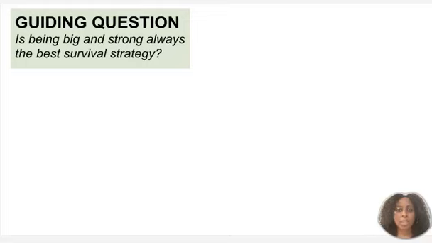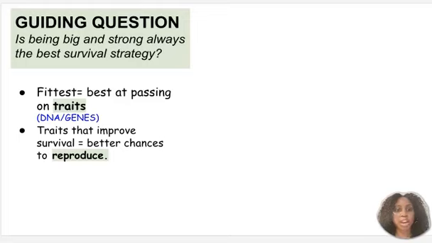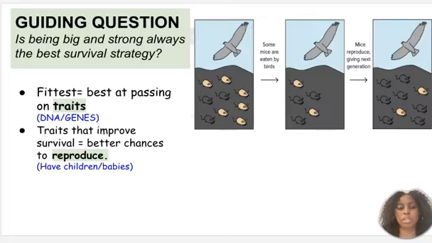So it may not be about always being big and strong for the best survival strategy. It's about fitness. And fitness means that you are the best at passing on your traits, which are DNA and genes. And these traits that you pass on often help with the survival chances. So traits that improve your survival give you better chances at reproducing, and that means to have children and babies.